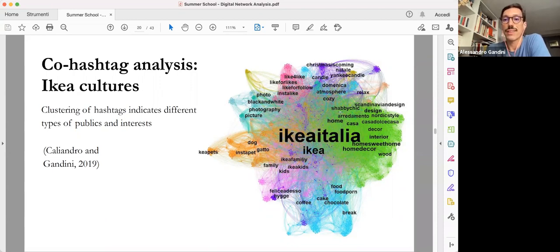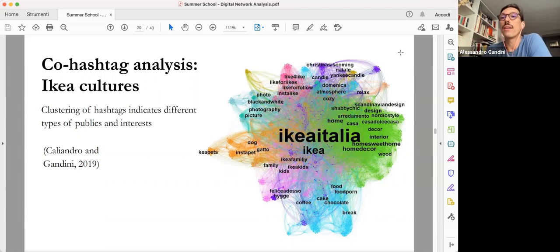Consumer practices from a cultural perspective are highly visible in this picture because we have a set of green hashtags here that are employed specifically related to home decor. We have shabby chic, for instance. We have interiors, home decor. I mean, all the set of hashtags around this topic. So one who wants to understand, for instance, IKEA decor cultures could isolate posts that belong to this cluster.